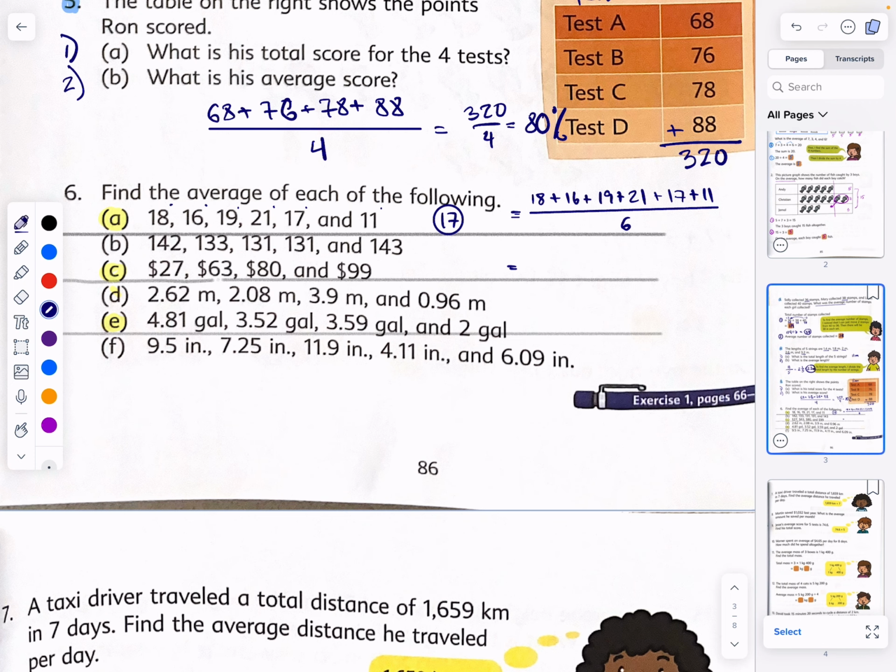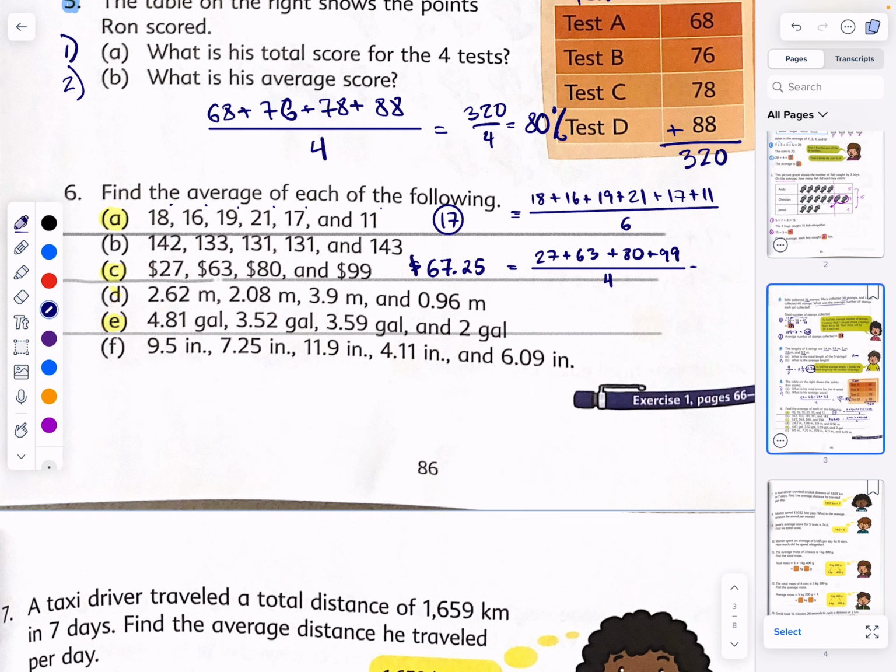So let's go. I would add 27 plus 63 plus 80 plus 99 equals, and after I add up all my numbers, I have to divide them by 4 because we have 4 data points. Please pause the video, do the math yourselves, but I hope you will agree that the average number of dollars is $67.25.